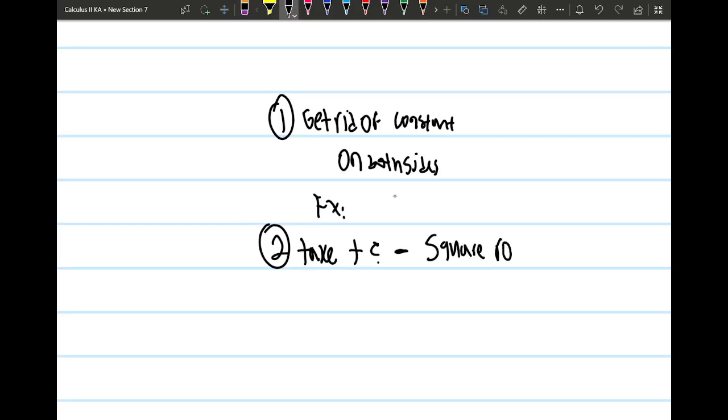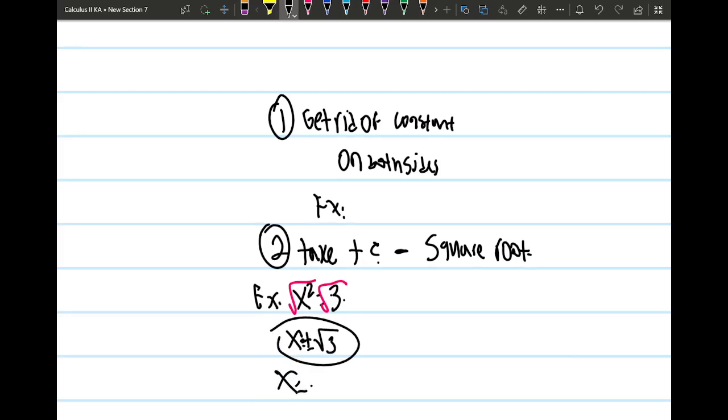square root. So really, if I have, for example, x squared equals 3, if I take the square root, I'm going to end up with x equals plus or minus square root of 3. I'm so sorry, guys. So I would end up with x equals negative square root of 3 and x equals square root of 3.